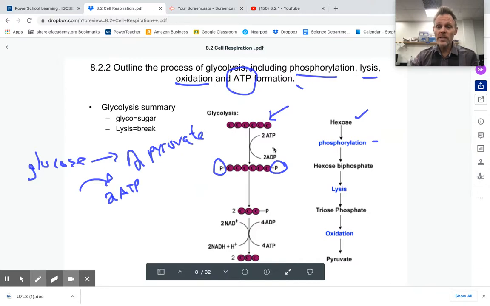Where did we get those phosphates from? Our ATP. Wait a minute, Mr. Fleming. I thought we got ATP out of this deal. Well, in this first step, it actually costs us 2 molecules of ATP. So we've lost 2 molecules of ATP down here. So we've phosphorylated our hexose. So now we have a hexose phosphate, but there's 2 of them, so it's called a hexose biphosphate.